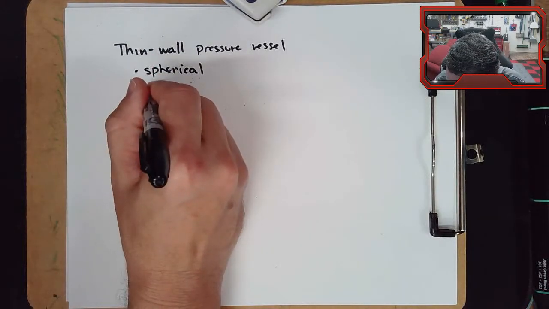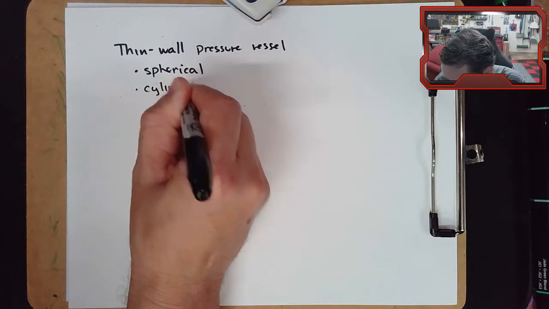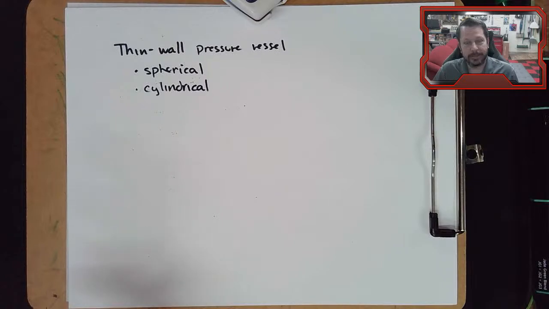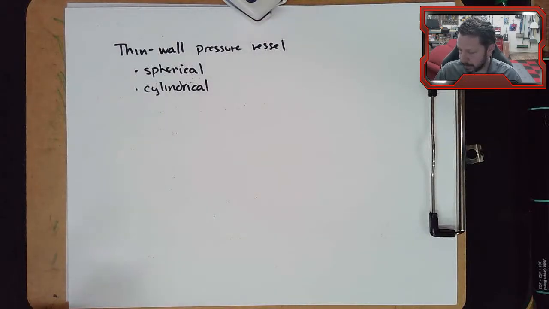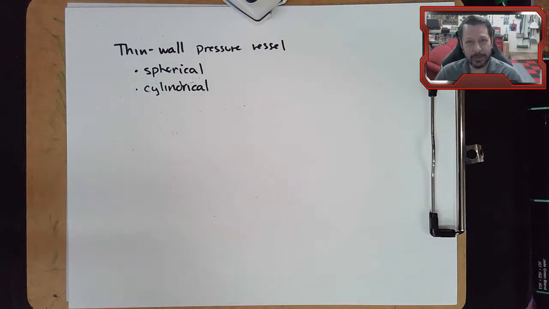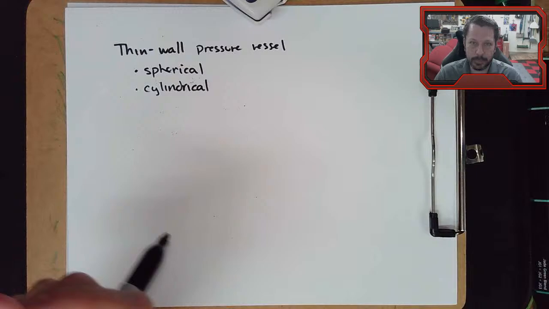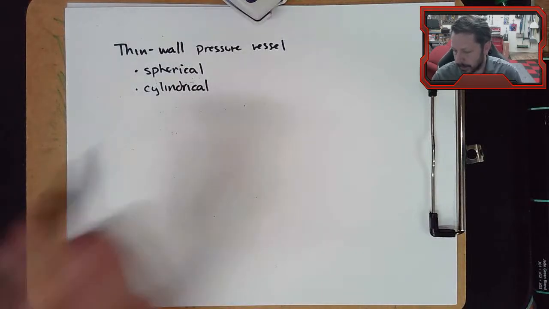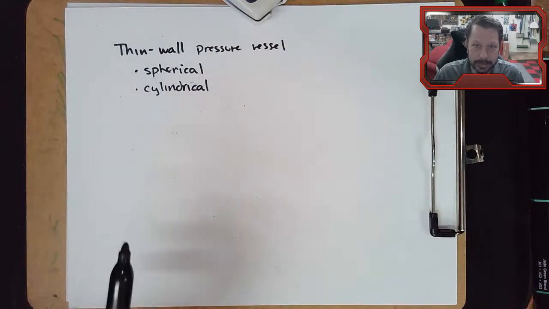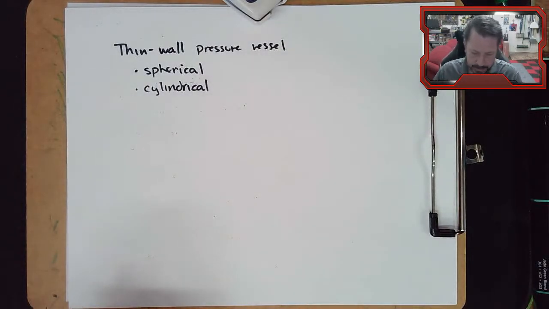And cylinder or cylindrical. So something like an airplane fuselage or something like that, where it's a long cylinder with thin walls compared to how big it is. And on the cylindrical ones, the end caps do make a difference. We're ignoring all of those effects. So we're keeping it pretty simple and looking at something like a basketball and something like a Coke can is what we're thinking of here for our thin-walled pressure vessels.